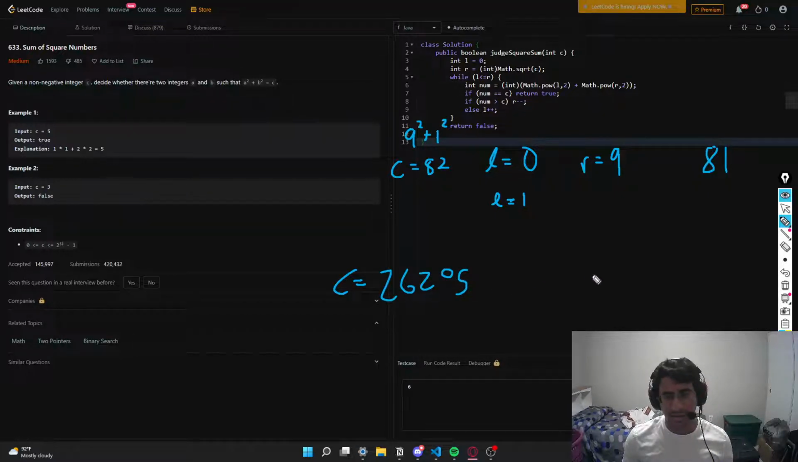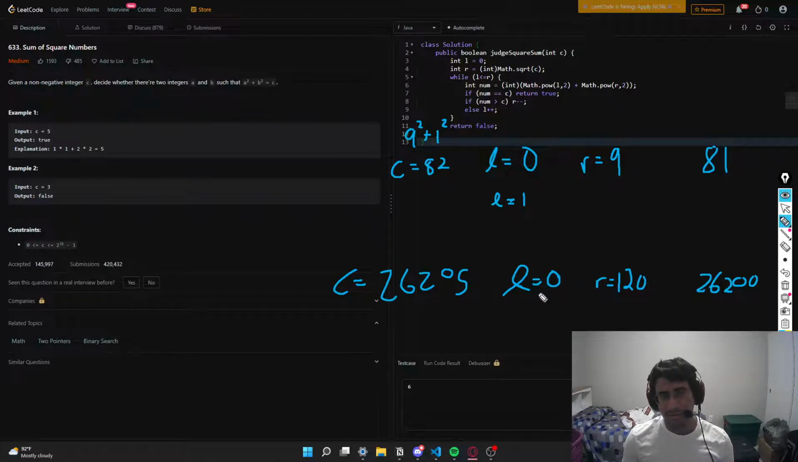26205 or something, and let's say L equals 0, and let's say the square root of this is like, I don't know, like 120. Let's just say, for example, it's 120, right? And let's just say r squared would be like 26,200, something like that. So it's 5 away. So how would we increment?